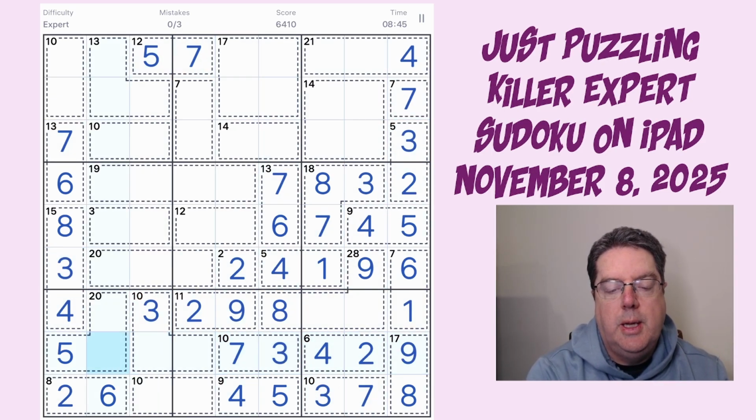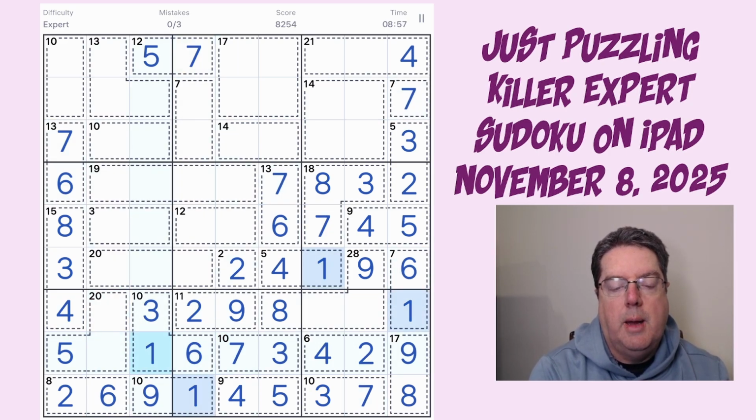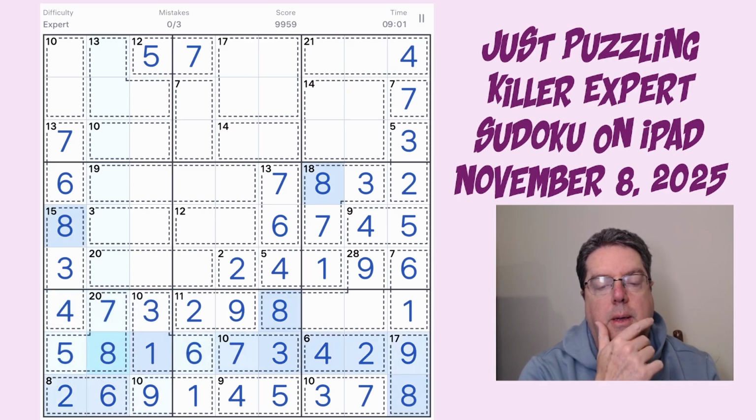9 comes across here, 9 comes across here, so 9's there, leaving this to be a 1. 1, 2, 3, 4, 5, 6. So this is a 1 here. This is 8 and 7. 7 can't be there, so this is a 7 here, leaving this to be an 8.